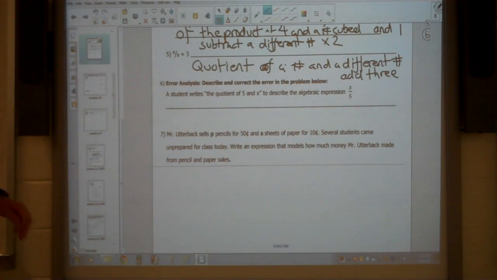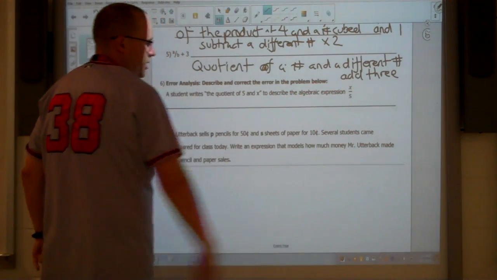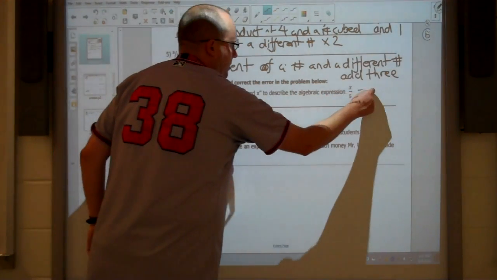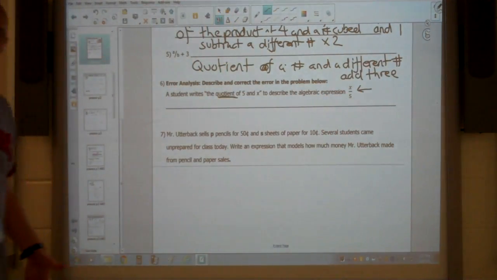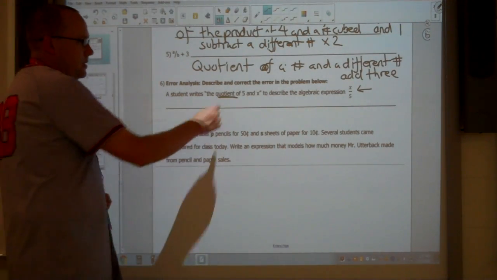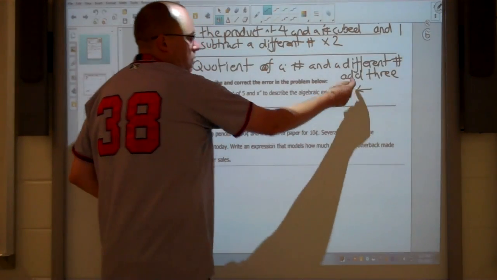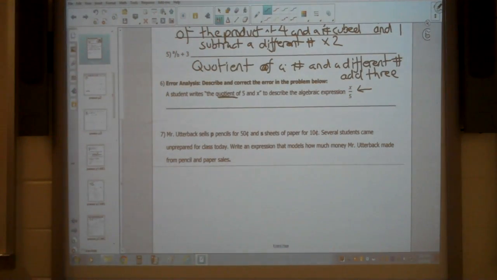Error analysis. Describe and correct the error in the problem below. A student writes the quotient of 5 and x to describe the algebraic expression x over 5. Now, I recognise the word quotient means divide, and I also know that symbol on the fraction also means divide, so that's a good start. This one has 5 and x, which means 5 goes on the top and x goes on the bottom, whereas we can see it's actually the other way around on this question.